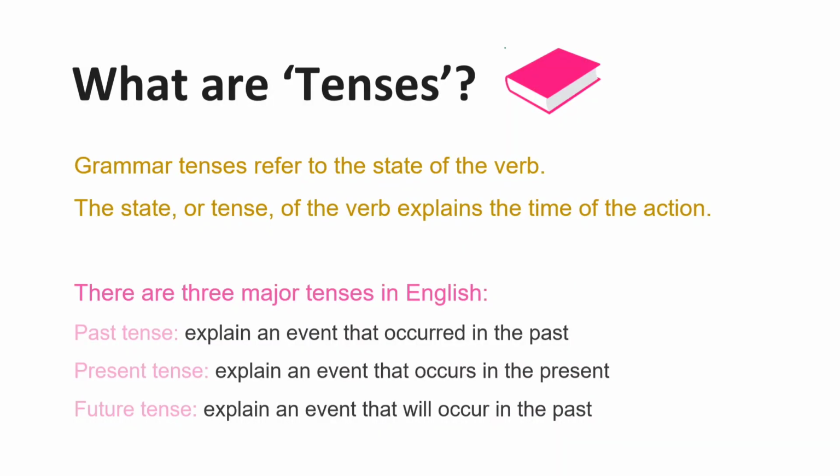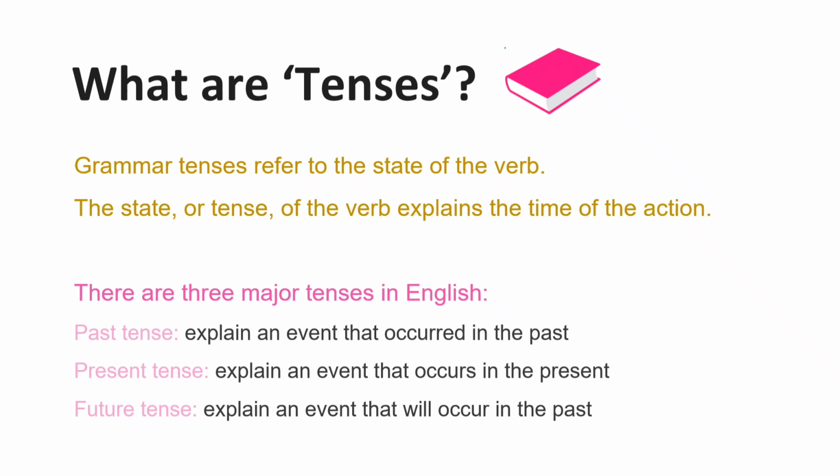So what are tenses? Grammar tenses refer to the state of the verb, and the state of the verb explains the time of the action. So when does an action happen? Does it happen in the present? Did it happen in the past? Or will it happen in the future? A tense tells us when the action happens.